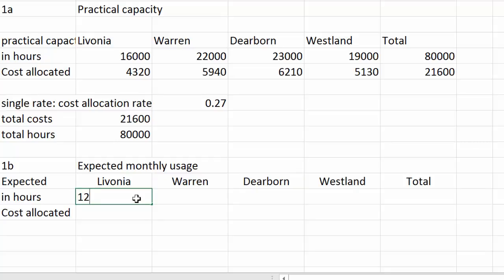So for Livonia we have 12,000. For Warren we have 10,000. For Dearborn we have 8,000. For Westerland we have 10,000. The total we're looking at is 40,000.